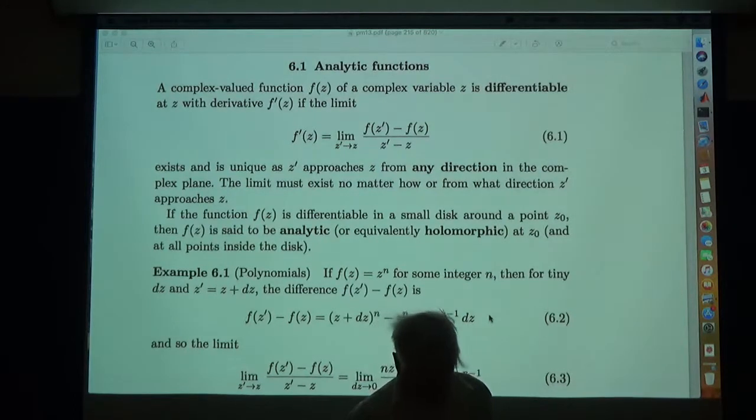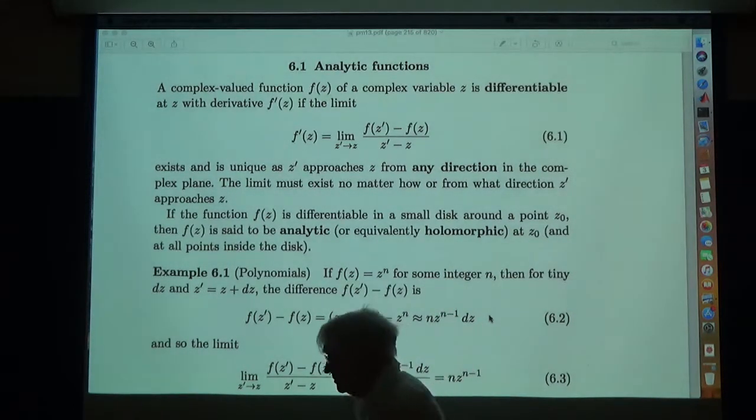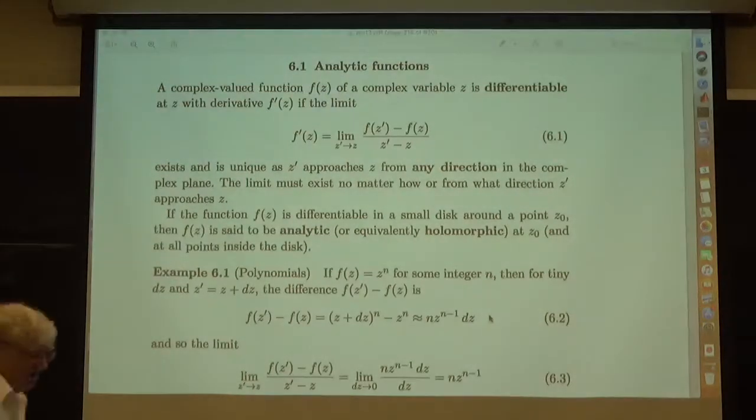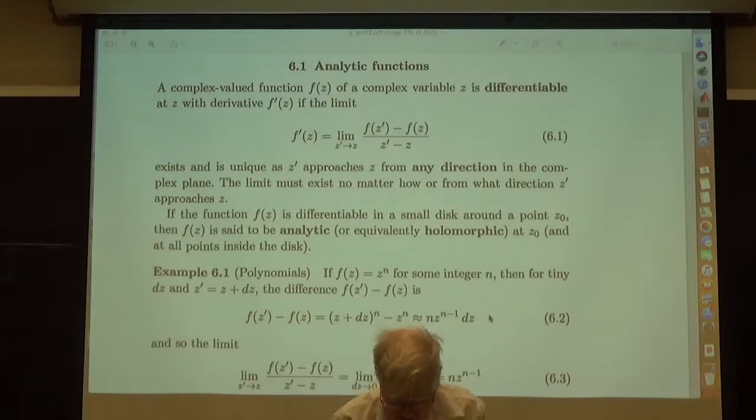Okay, so I think maybe I'm going to do some of this stuff on the board. So let me do that. I want to remind you of these most important things about complex variable theory.